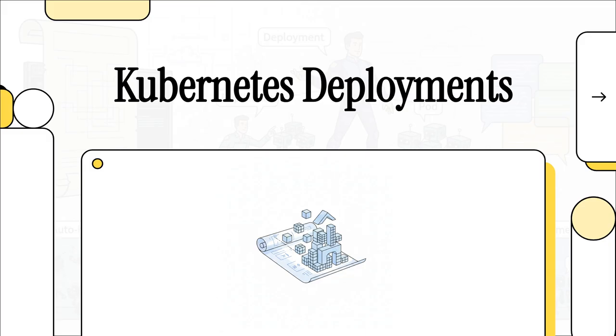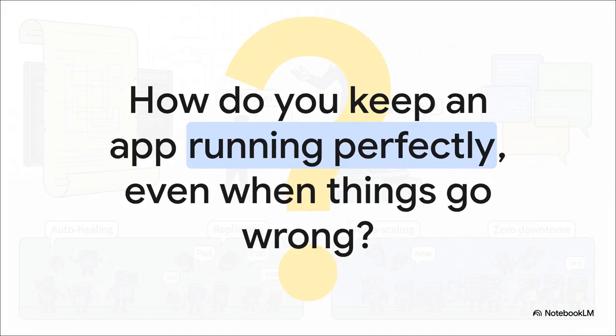Pretty cool, right? So let's start with a question every single one of us has faced. How do you keep your app running perfectly, 24/7, even when things inevitably go wrong? The answer, and this is a core Kubernetes philosophy, is something called desired state. Instead of micromanaging and telling Kubernetes how to do every little thing, you just tell it what you want. You describe the end result, and Kubernetes figures out the rest. It's a total game changer.